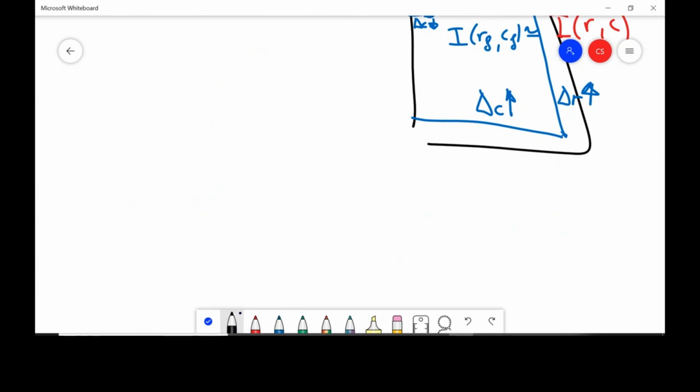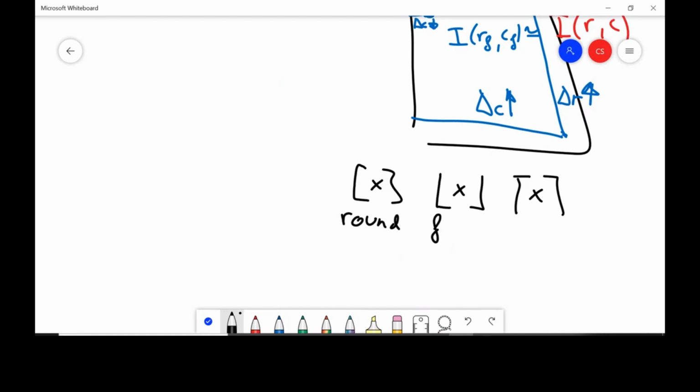We have already discussed 3 ways of rounding. So this is rounding to the closest integer. This is rounding down, and this is rounding up. We have to discuss these 3, right? Okay, so this is called round. This is called floor. And this is called ceiling.